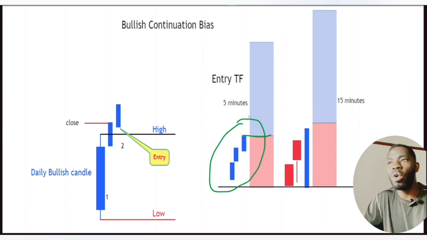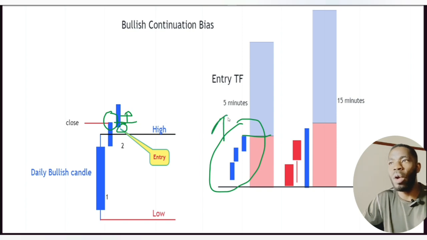So after the close of this second candle, you go to your 5-minute time frame and place your buy there. Your entry will be around there in the third candle. Just as the third candle is beginning, you go to your lower time frame, 5 minutes or 15 minutes, and look for your candlestick patterns to confirm your entry for a long position.